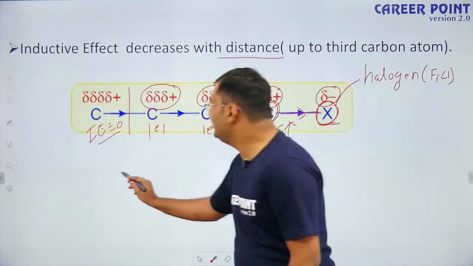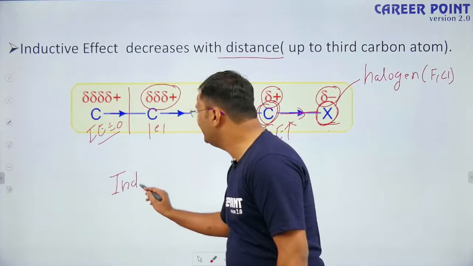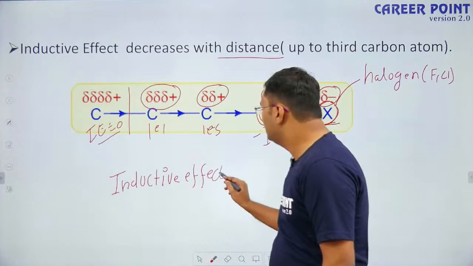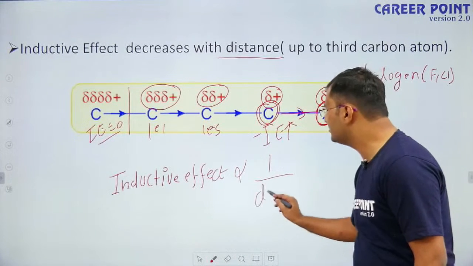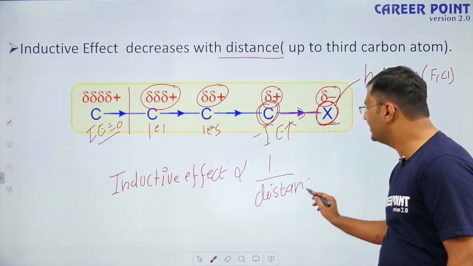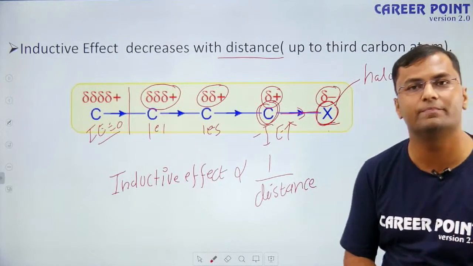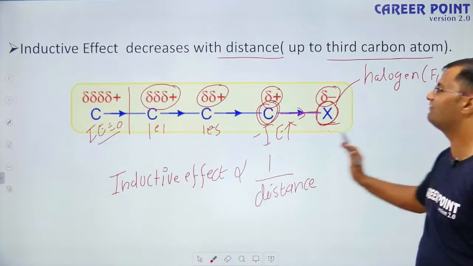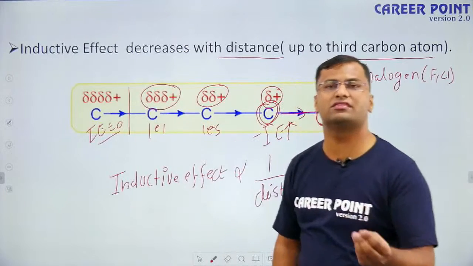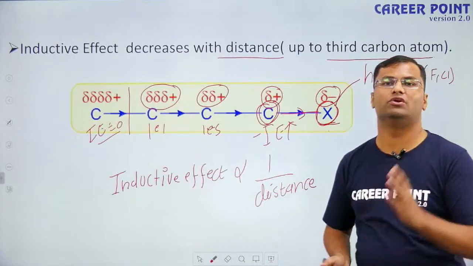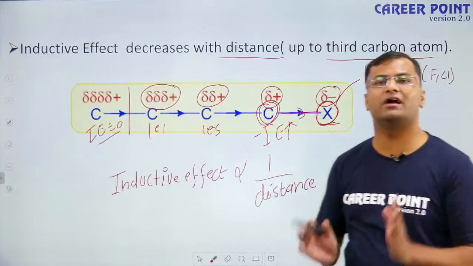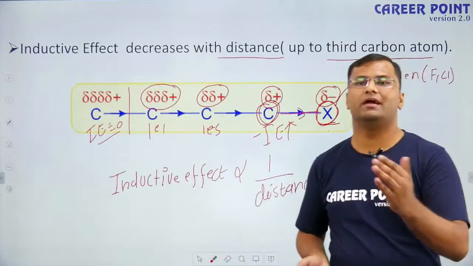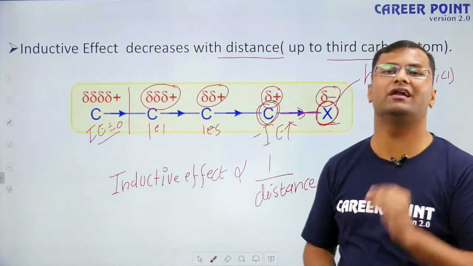So we can say that the inductive effect is inversely proportional to distance. Clear? The inductive effect decreases with distance; up to the third carbon its effect remains, and after that it is neutralized. Clear? Now these are the properties of inductive effect. Now we will move forward and divide inductive effect into two parts on the basis of electronegativity.